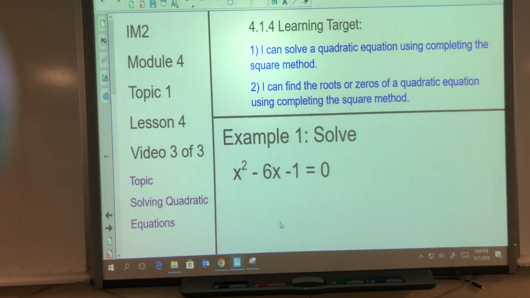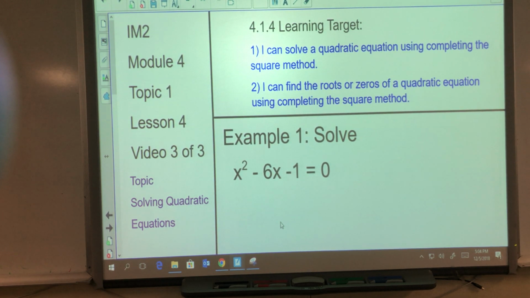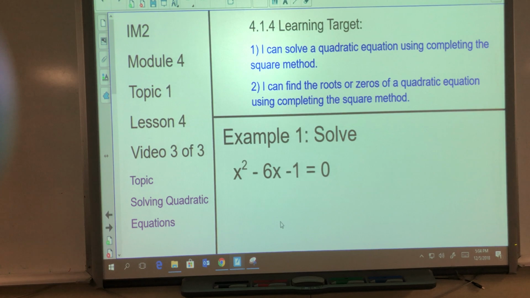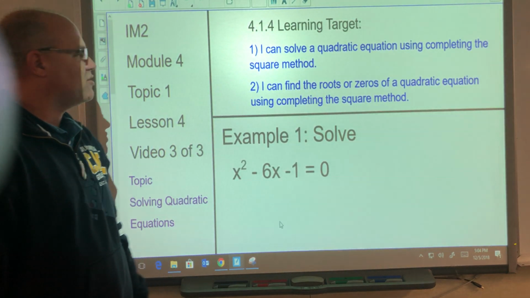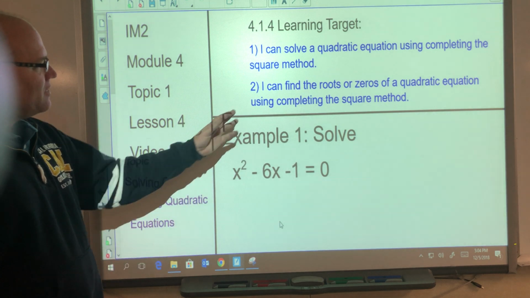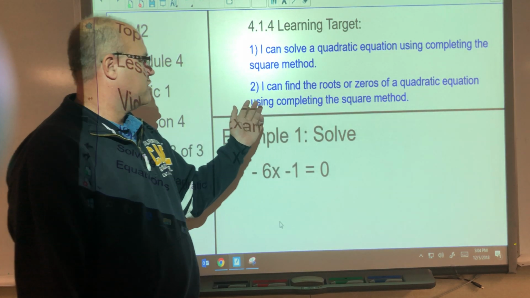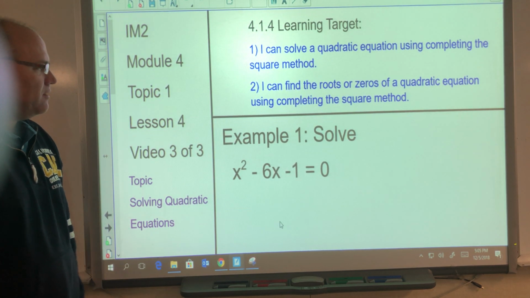These are your Integrated Math 2, Module 4, Topic 1, Lesson 4 notes. This is video 3 of 3. And our learning targets on this video are: I can solve a quadratic equation using the completing the square method, and I can find the roots or the zeros of a quadratic equation using the completing the square method.